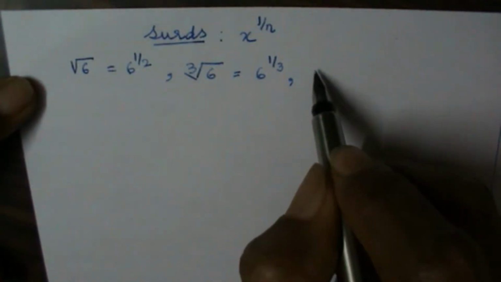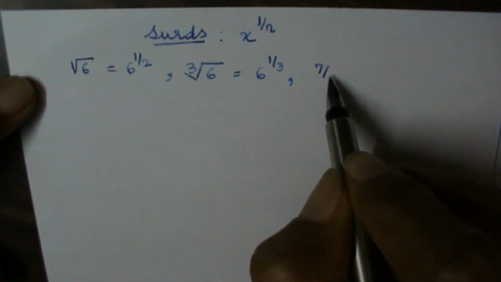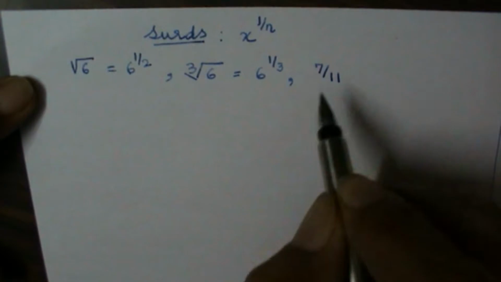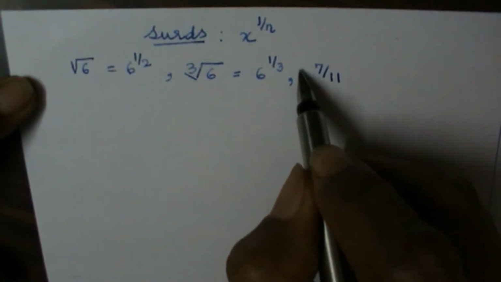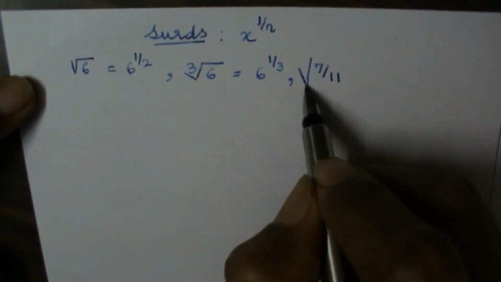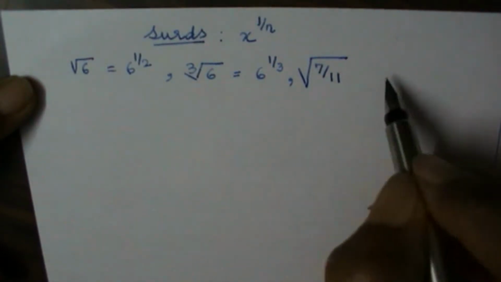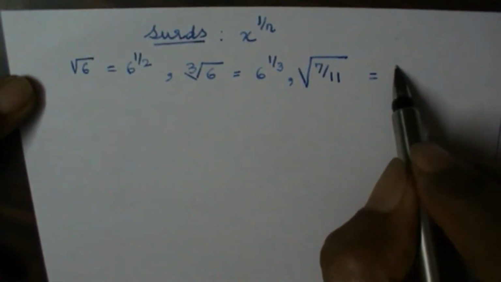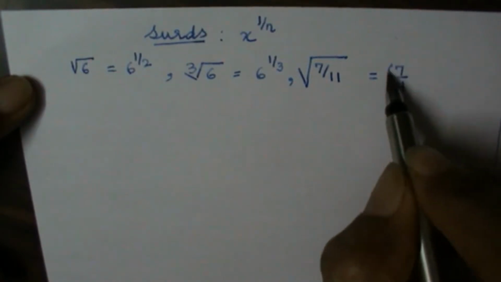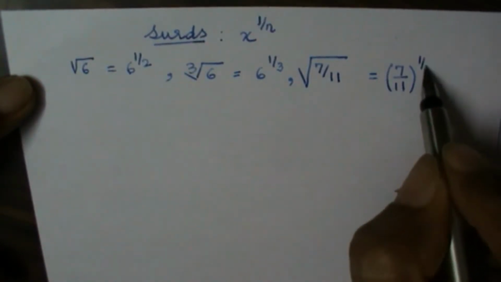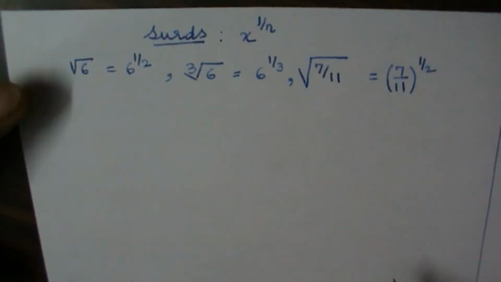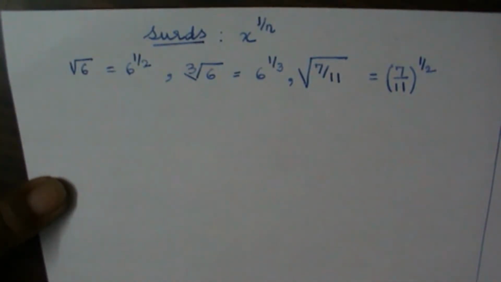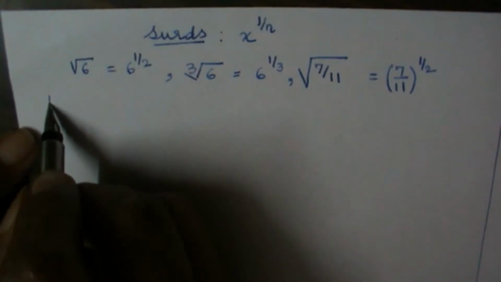Or you can have 7 upon 11 and you can have square root of that. This also becomes a surd. So you have 7 upon 11 and the whole thing is to the power half. These are the surds. Now we are coming to the exercise in which we are going to see whether the given numbers are surds or not.